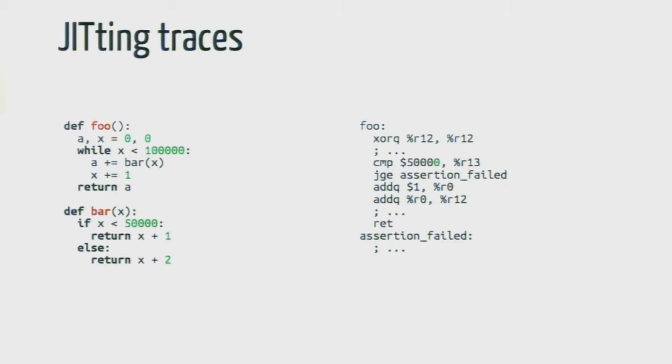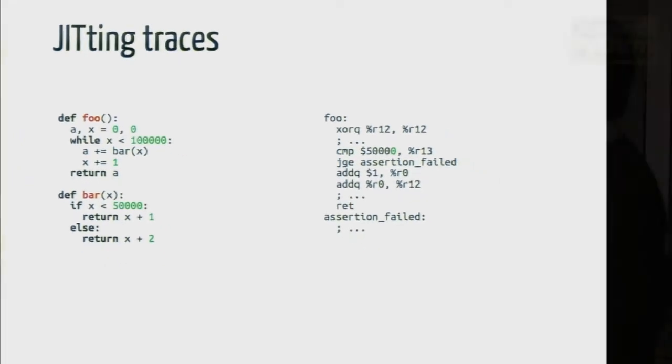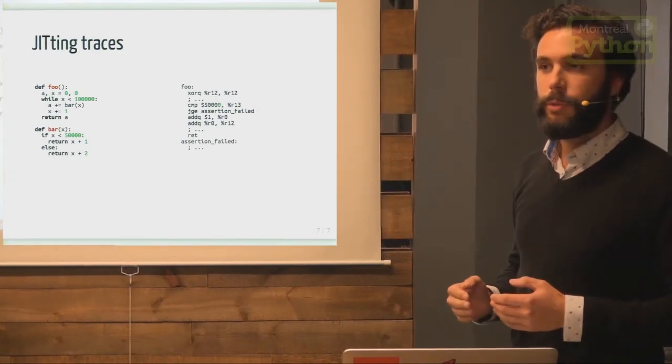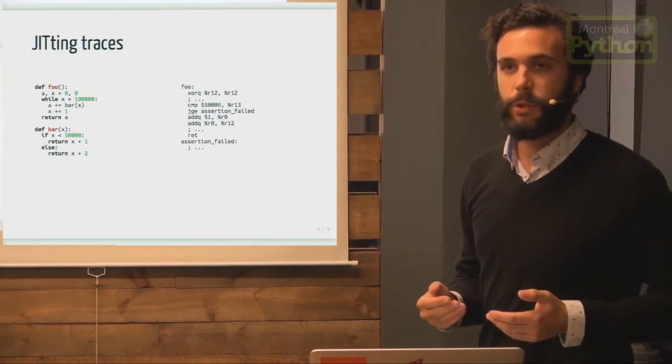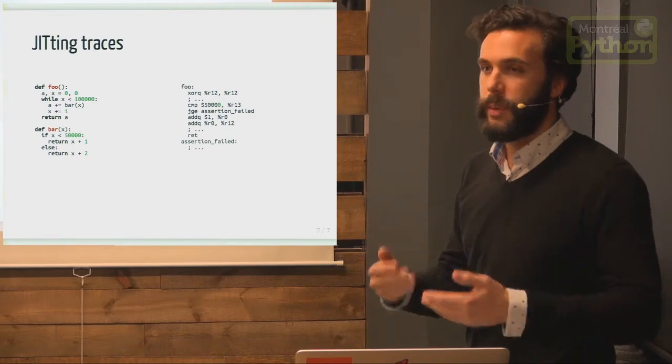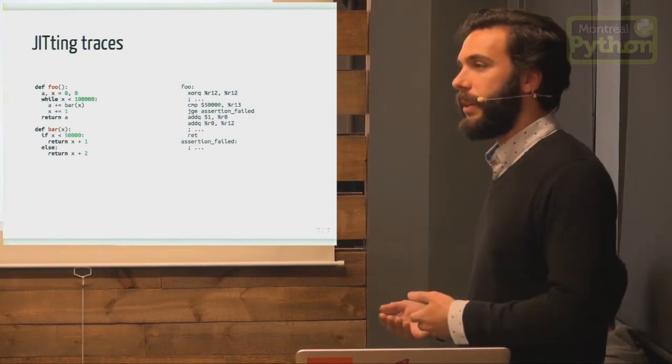We can see the assembly snippet generated for the first 50,000 iterations. So in the middle, you can see the add one is embedded in it. But when it gets to the add two, there's a guard statement, an assertion that fails, which will trigger the recompilation of the snippet. So we can go back, reinstrument the code, and then eventually recompile it to an optimized form.